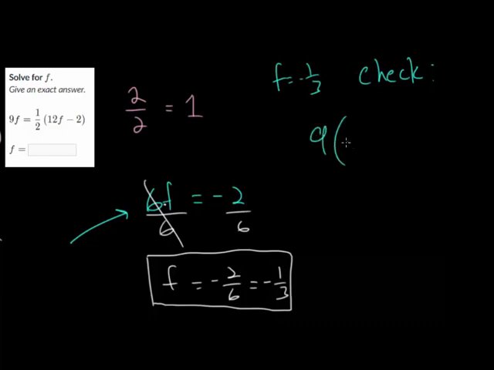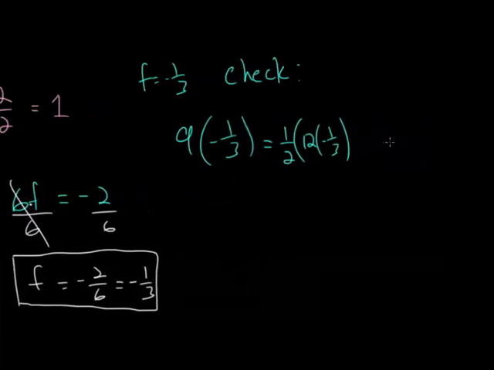So we get 9 times minus 1/3 equals 1/2, parentheses, 12 times minus 1/3. And then we're going to subtract 2 from that. So I'm going to move over now. So minus 2. And 9 divided by 3 is 3. And then we have a negative. So this gives us minus 3.